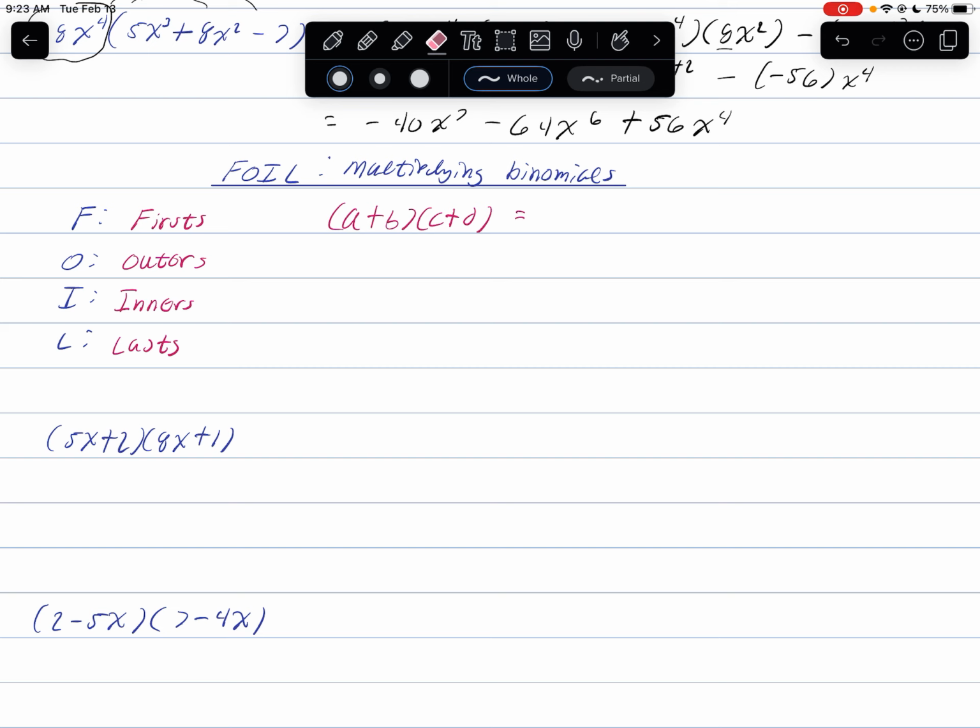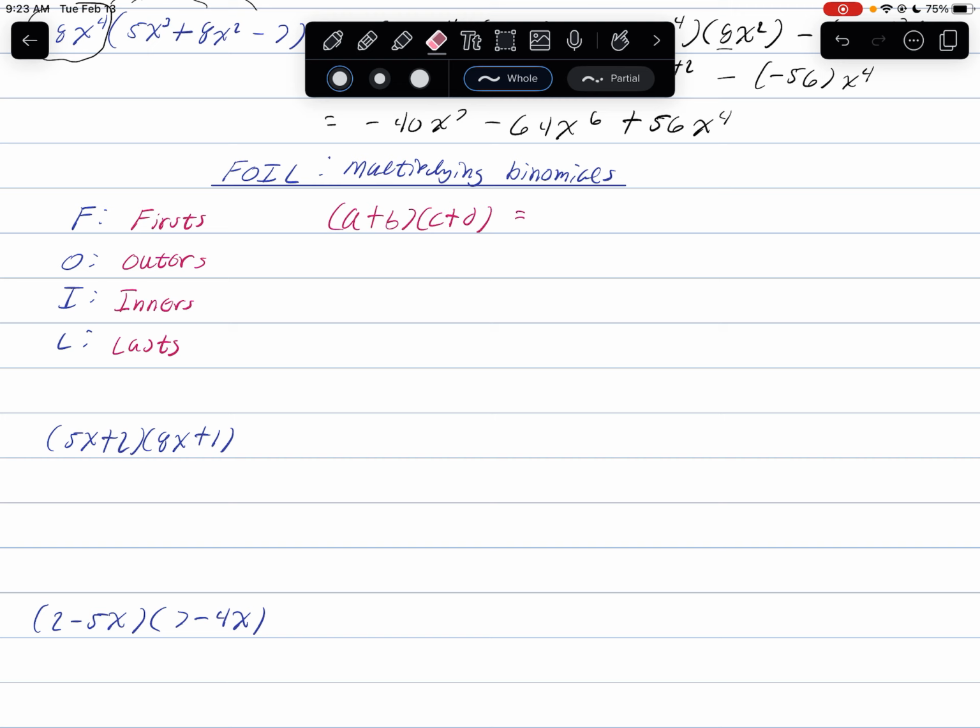And just as a reminder, a binomial is exactly what it sounds like. A binomial is any polynomial with two terms in it. Okay, so if you have something like a plus b or c plus d, then you have a binomial. And if you're multiplying two of these together, you can use this technique.